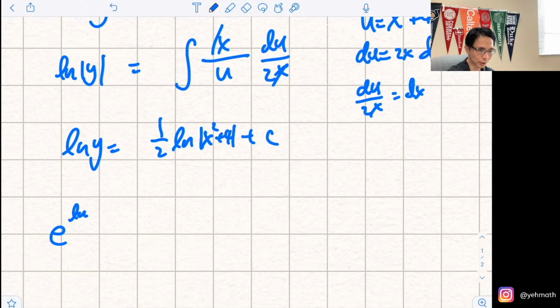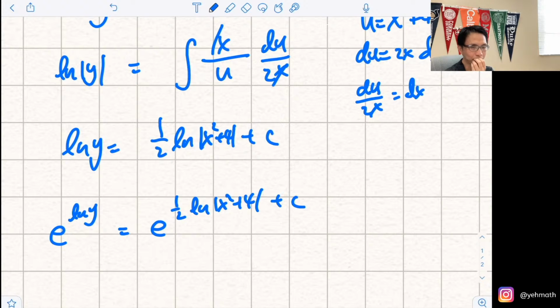e to the natural log of y is equal to e to the 1/2 of natural log of x squared plus 4, and then plus c, right? But the problem is this 1/2 here, you cannot cancel out. So what do you have to do first? It becomes the exponent, right? Can I do this?